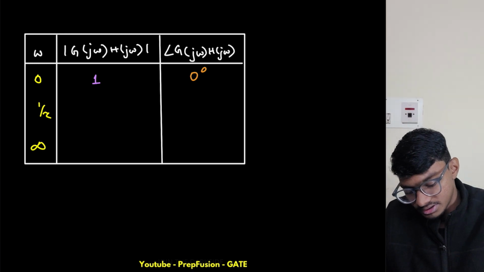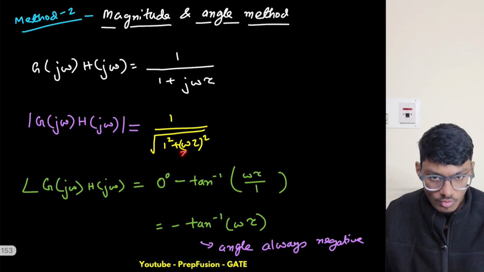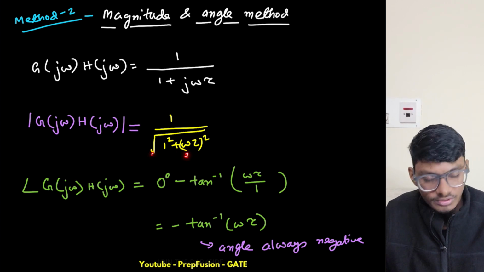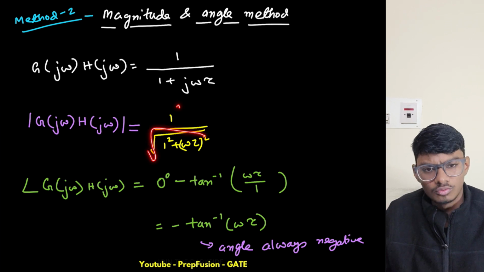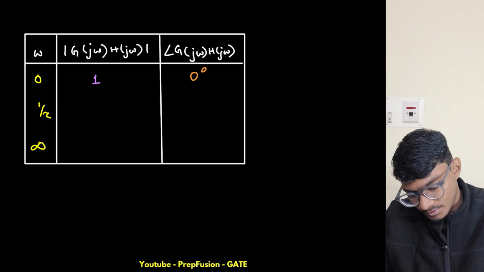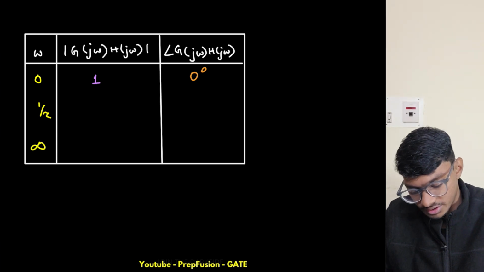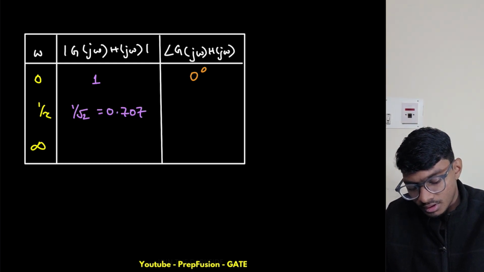Okay. Now what is my magnitude at 1 over tau? If I put 1 over tau here, this becomes 1. 1 square plus 1 square is 2, and we get 1 by under root 2 as the magnitude. So what is 1 by under root 2? It is basically 0.707. These values you should remember, right? These are very commonly used. So 0.707.